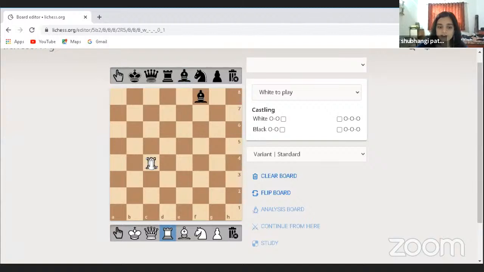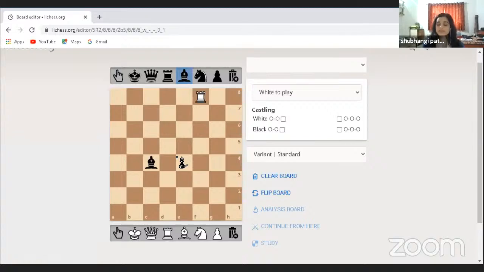My rook was here and the bishop was here. Now this bishop captures this rook. This bishop kills this rook because a bishop captures diagonally. So this bishop has taken this rook. How will we write this move? We'll write it as bishop cross.